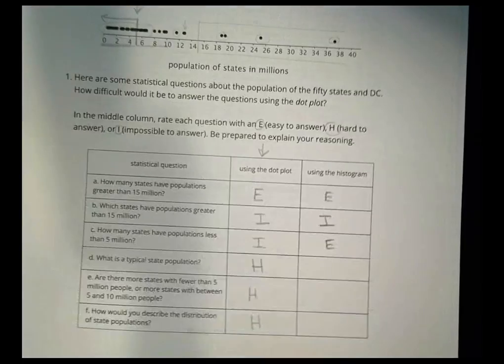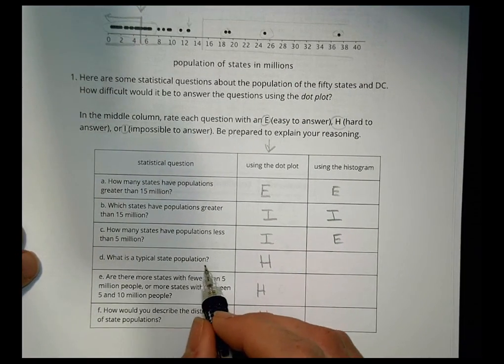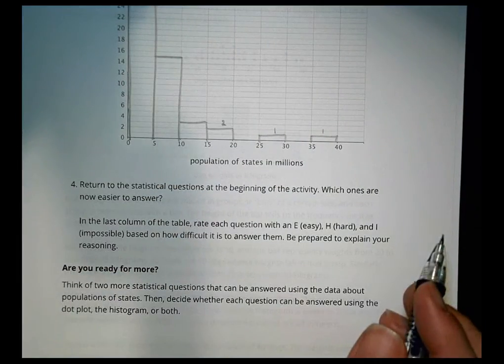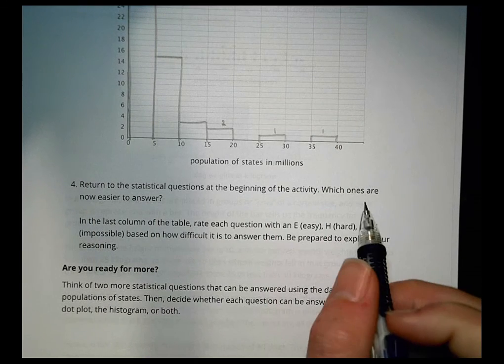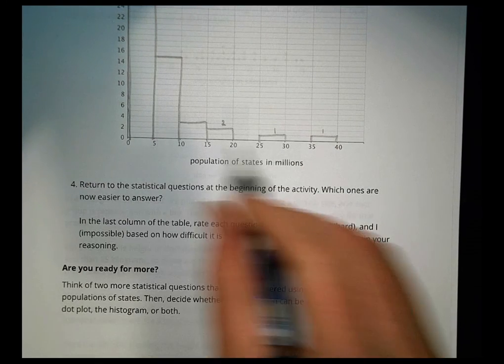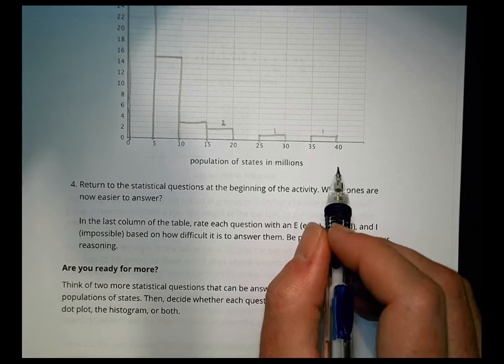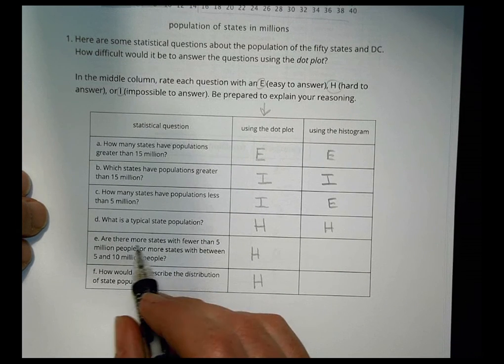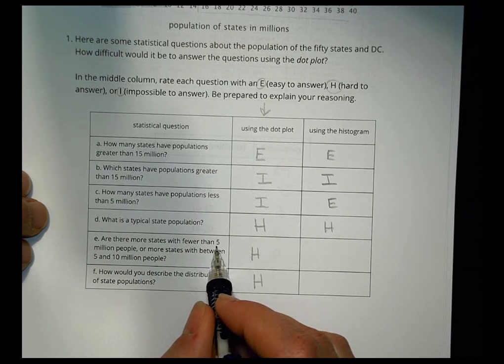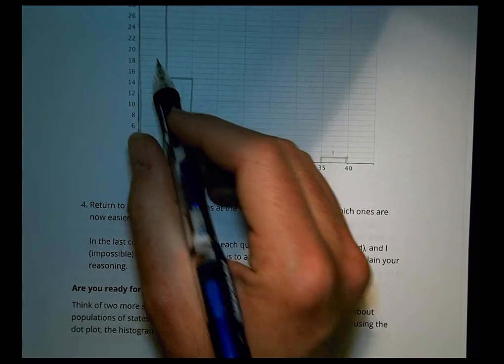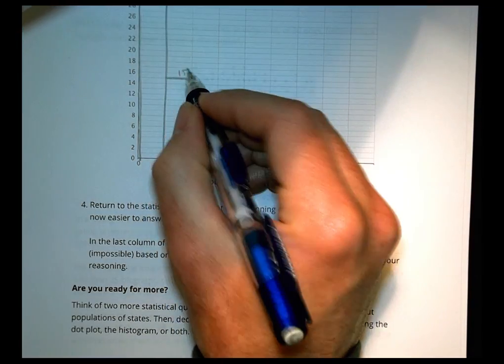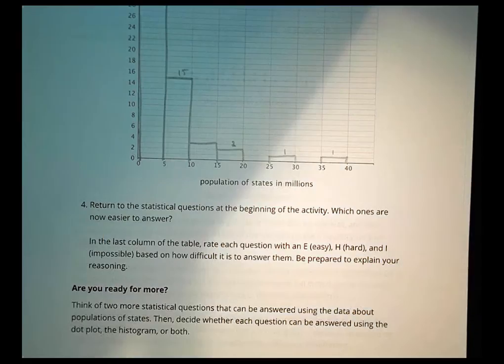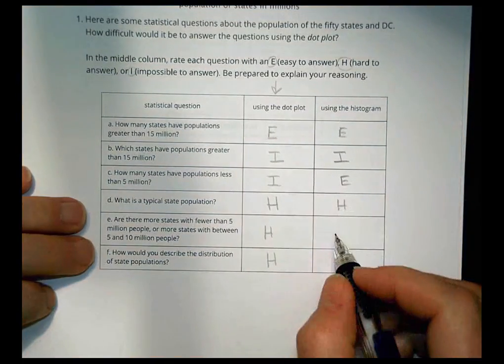No problem. What is a typical state population? For a typical state population, again, we can look at this. It's not easy because there's too much of a spread, but it's not impossible. We can get a typical there. So we would say it's maybe a hard. Are there more states with fewer than 5 or more states between 5 and 10? Well, that's pretty easy. We have 29 there. I think this was 15. We can answer that question by saying more between 0 and 5. That becomes a really easy question, doesn't it?